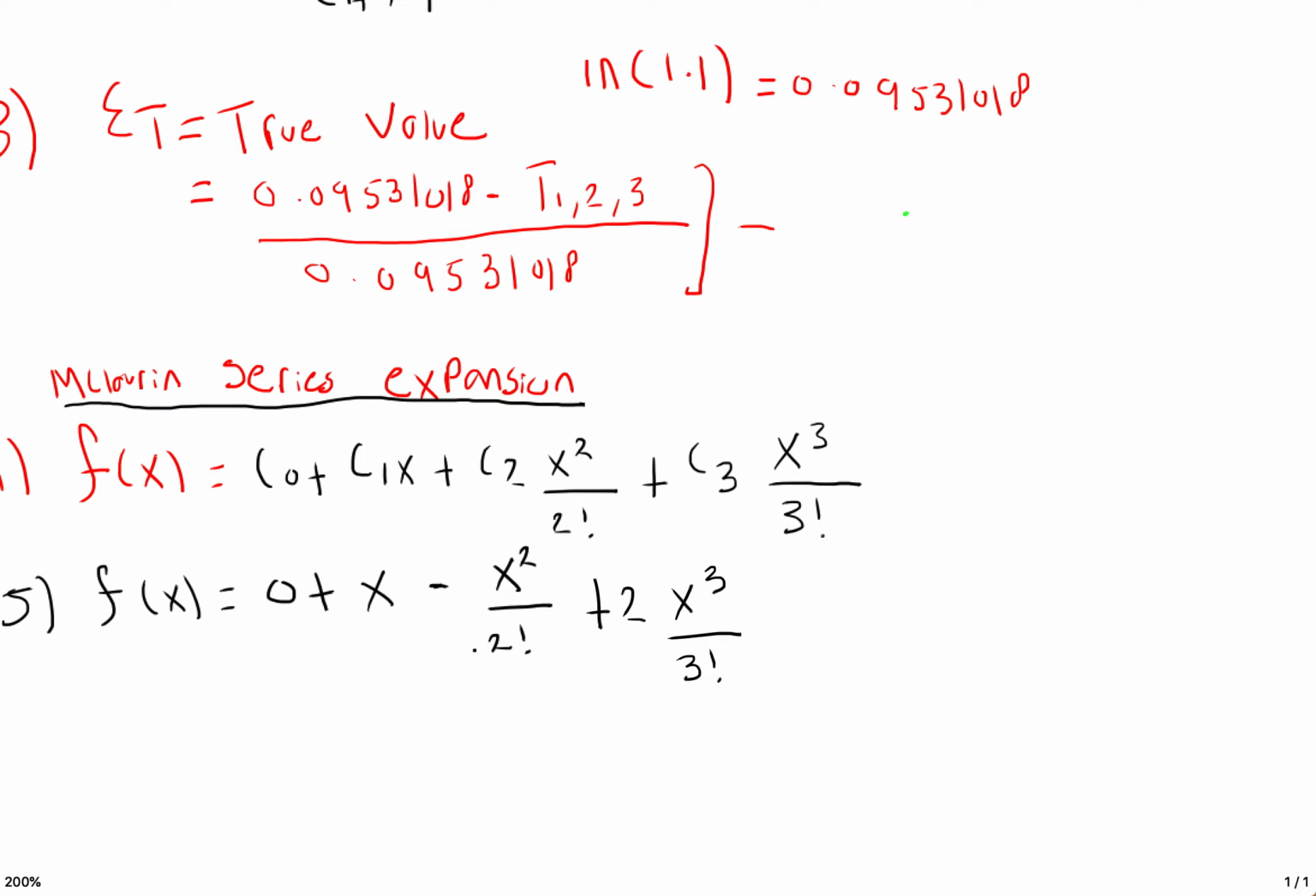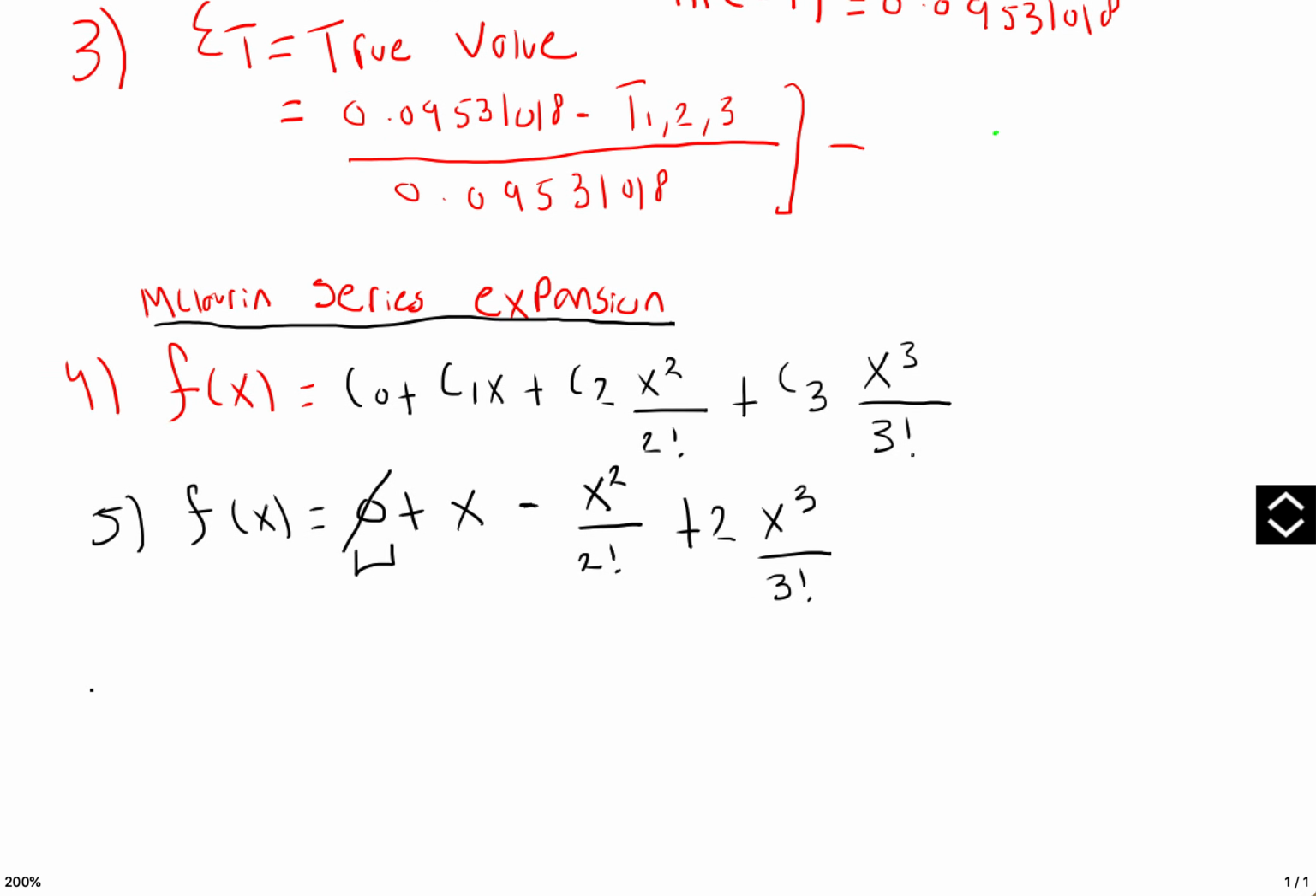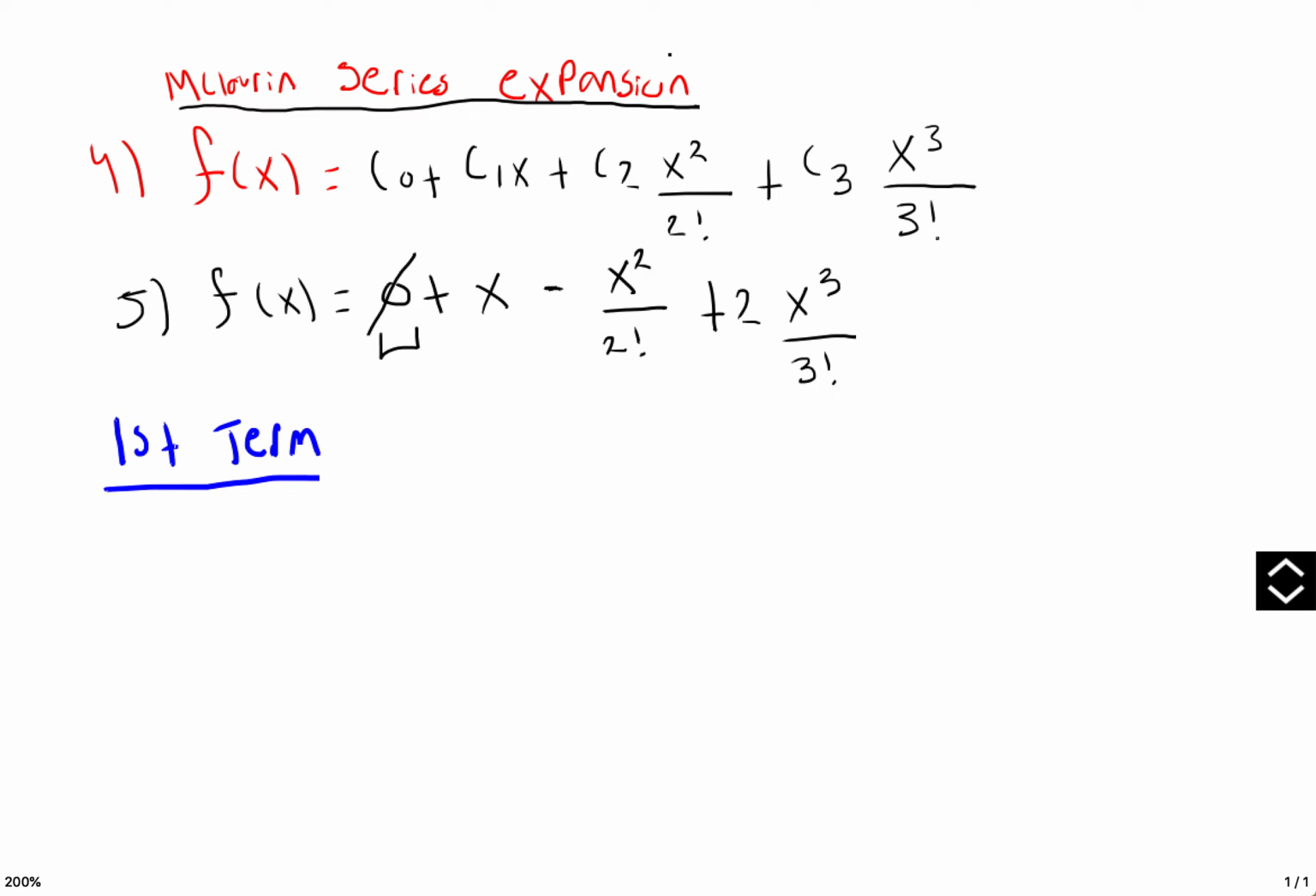Here we wrote down 4 things, right? But as I said at the beginning, 0 doesn't concern us, so we're not going to use the 0 as the first term. Instead, we're going to use the x. We're going to call this step 1, and we're going to start by finding the first term.